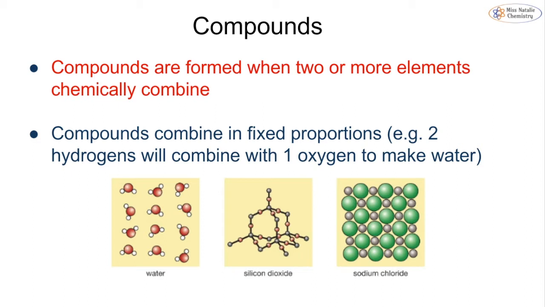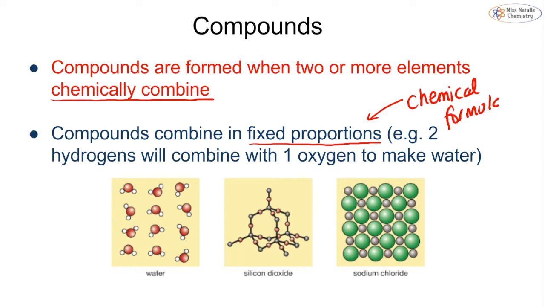Compounds, however, are formed when we get two or more elements that are chemically combined or chemically joined. And compounds are going to combine in fixed proportions. And you will learn that that is then linked to their chemical formula. And you'll learn how to write chemical formula later on in this course. So for example, if we have water, every single water molecule is made from two hydrogens with one oxygen. So water is H2O.